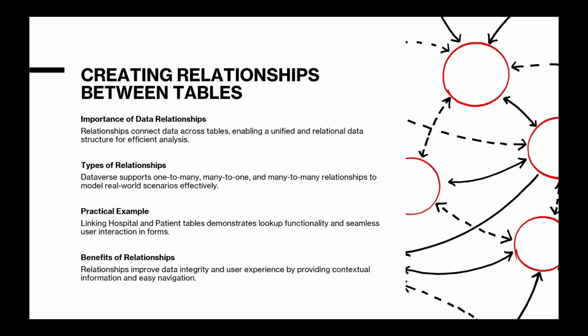So for example, one doctor will be connected to many patients. So this will be called a 1:n relationship. And the other way, many patients will be connected to one doctor. So the relationship will be called n:1. Now I'll show how we can create a relationship between two different tables.